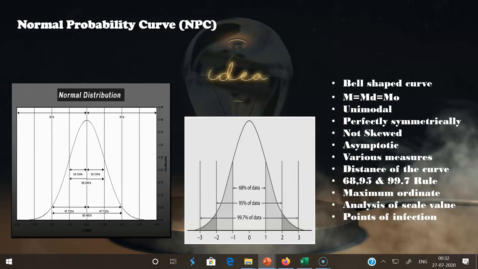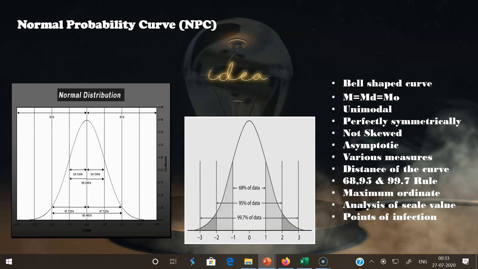The next property is the analysis of the scale value. The scale values are analyzed as z equals x minus mean divided by sigma, which is nothing but the raw score minus the mean divided by the standard deviation. Another property is the point of inflection. The points of inflection are at plus or minus 1 sigma. From above and below the mean, the curve changes from convex to concave at this point with the baseline. I hope you understand the normal probability curve and its properties.